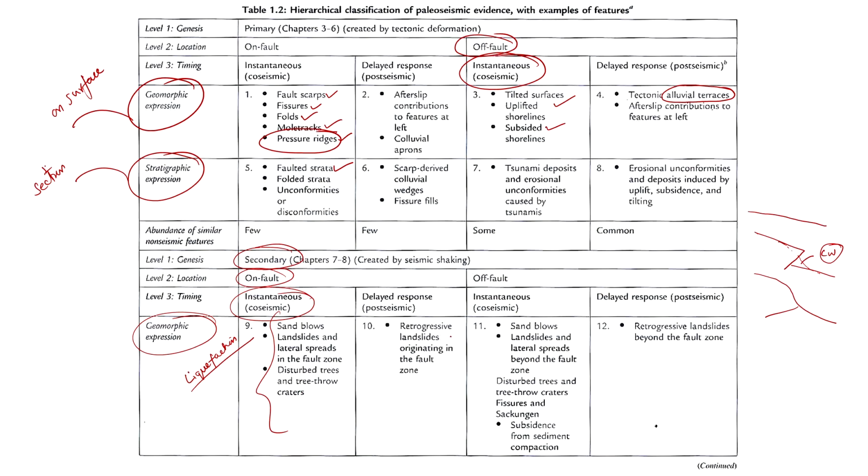Delayed response, retrogressive landslides originating in the fault zones. So, it may result in landslides, and further off fault again you will have landslides and all that. And in the delayed response you will see similar retrogressive landslides beyond the fault zone. So, now this was the geomorphic expression. This part we have already discussed, so I will just move ahead.